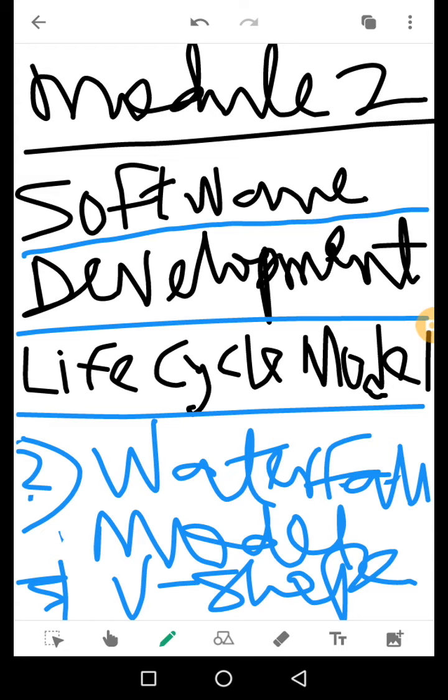Then under the V-shaped model, the high-level design phase focuses on system architecture and design. So an integration test plan is created in this phase as well in order to test the pieces of the software system's ability to work together. That is, the ability to work in compatibility will be tested. Are you getting it now?